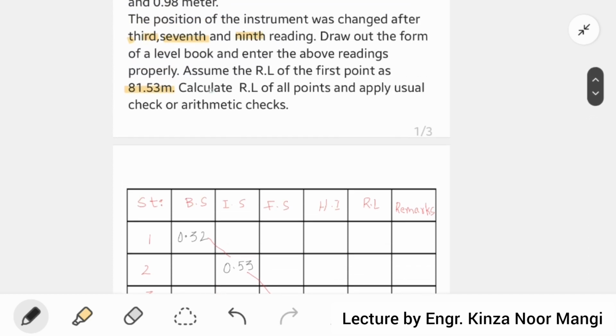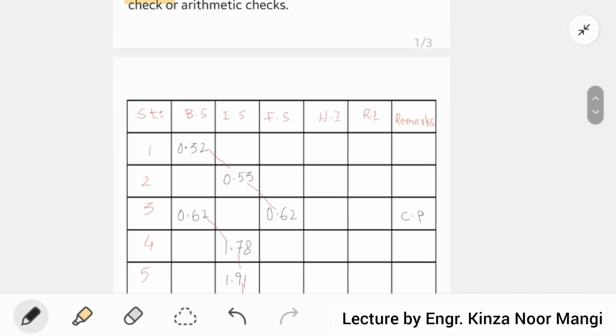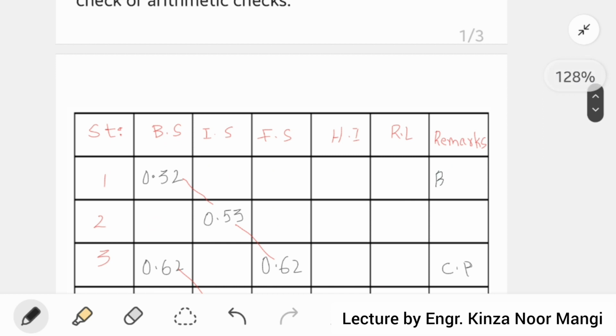Now in the question it is given to assume the reduced level of the first point is 81.53. So firstly in remarks we will write that benchmark is given, meaning the reference point of known elevation is given. Benchmark is the reference point of the known elevation, which is 81.53 meters. And now we have to find the height of the instrument. The height of the instrument will be benchmark height, which is 81.53, plus backside reading, which is 0.32. When we add it, the height of instrument will be 81.85.